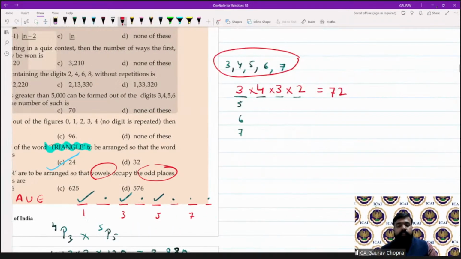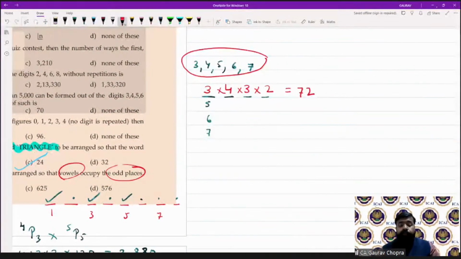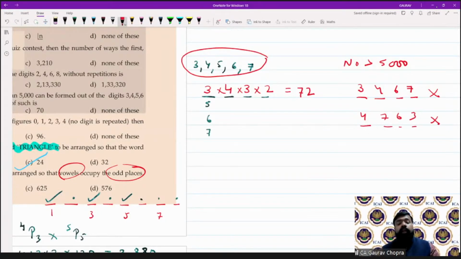Okay, so let's understand this once again. A number greater than 5,000 is required. So whenever a number greater than 5,000 is required, the number cannot start with 3. If you start with 3, let's say 3, 4, 6, 7, it is not greater than 5,000. We cannot start with 4 as well, because any number starting with 4 will also be less than 5,000. So for a number greater than 5,000, the first digit should be either 5 or 6 or 7. Therefore, three options are available.